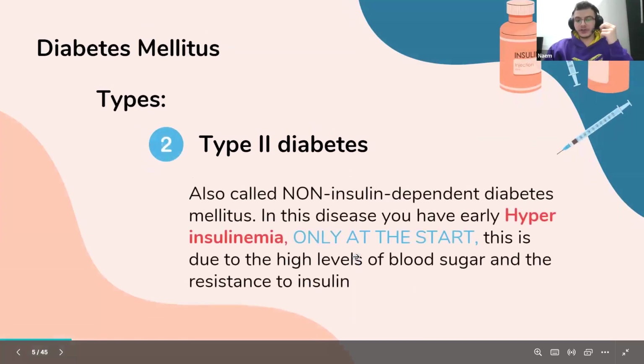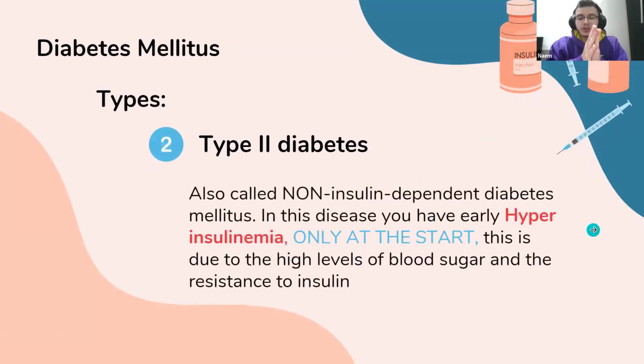Okay, now for type 2 diabetes, it's also called non-insulin dependent. What does that mean? That means you don't need to give insulin as a treatment in every case. Why is that? Because in type 2 diabetes, you have decreased sensitivity to insulin. Remember when I told you at the start, it's either decreased secretion or decreased sensitivity.